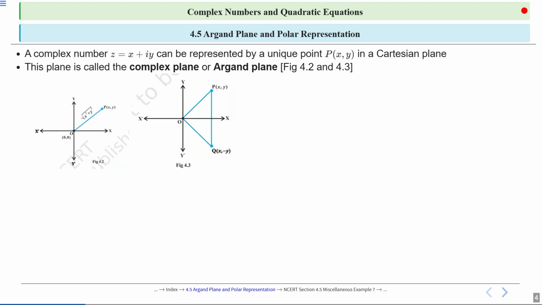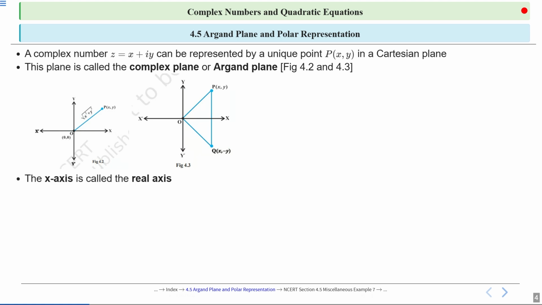So this plane is called the complex plane or Argand plane. So you can see in these figures how each complex number corresponds to a point. So this emphasizes that these visual representations make it easier to understand operations with complex numbers like addition of two complex numbers, subtraction of two complex numbers, and scalar multiplication of a complex number.